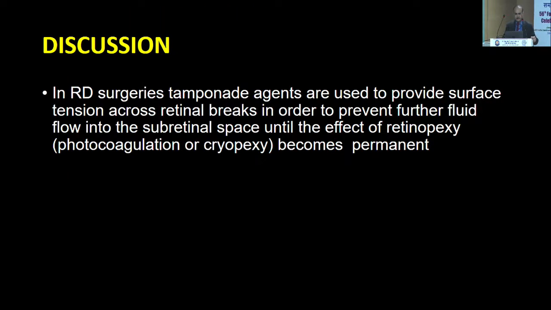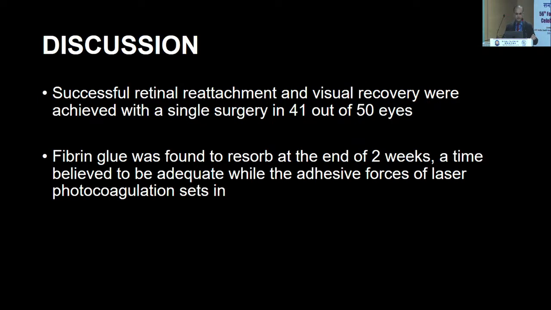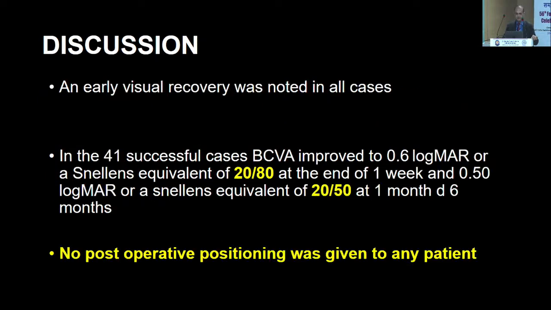So in a nutshell, tamponade agents are used to provide surface tension across breaks in order to prevent further fluid flow into the subretinal space till the effect of the retinopexy becomes permanent, and we believe that fibrin glue has the capability of acting as an effective tamponade and can help us in obviating the need for silicone oil as well as gas, as well as giving post-operative positioning, and allowing us an early visual recovery. Thank you so much. Just one brief moment for the relative contraindications.